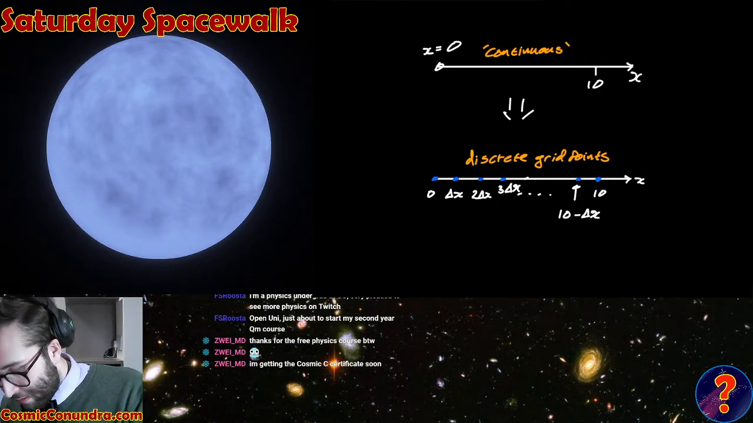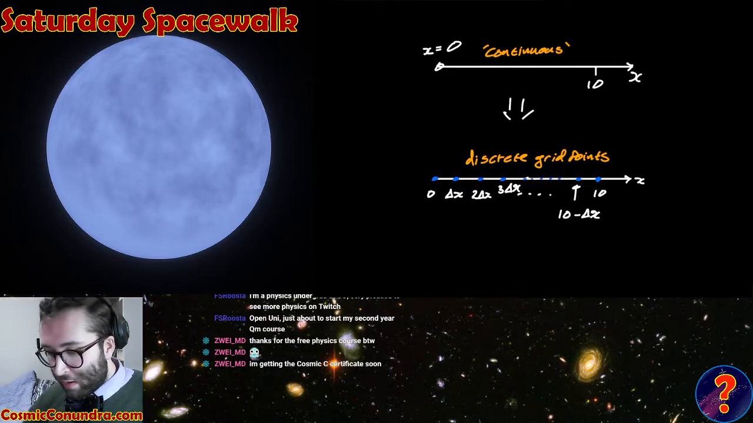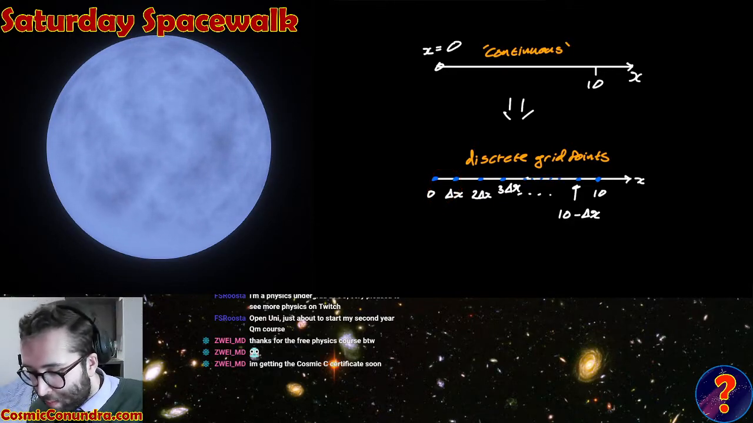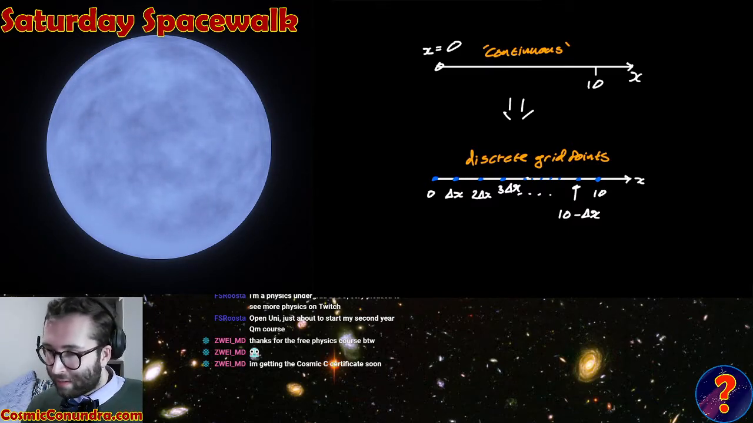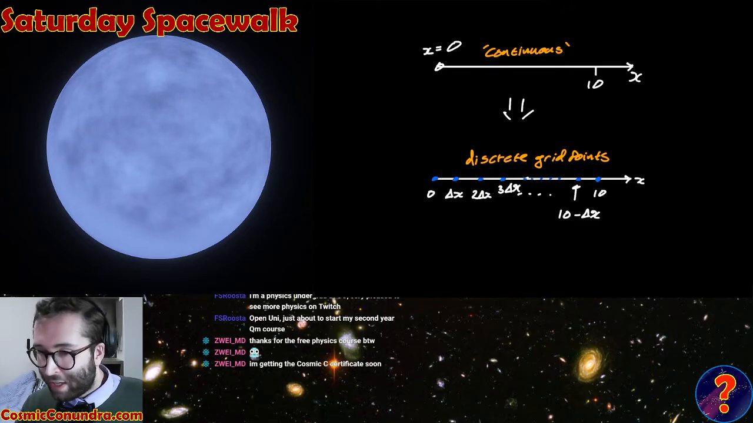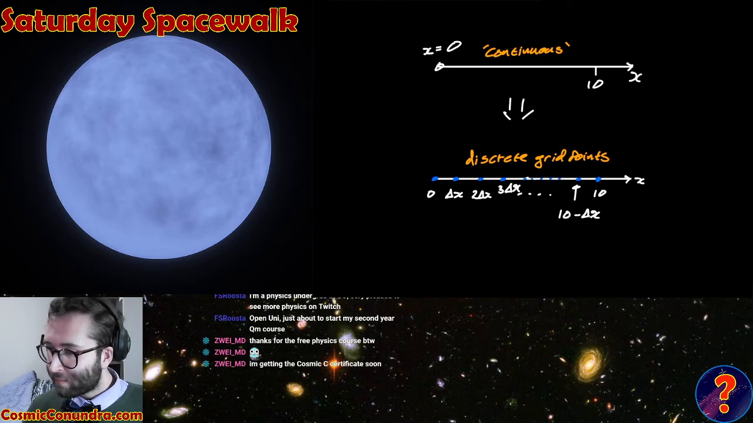And then of course there are grid points in between here. Now the smaller I make this interval between the grid points, the more accurate my solution becomes, because the closer towards a continuous axis my discrete grid points will become.